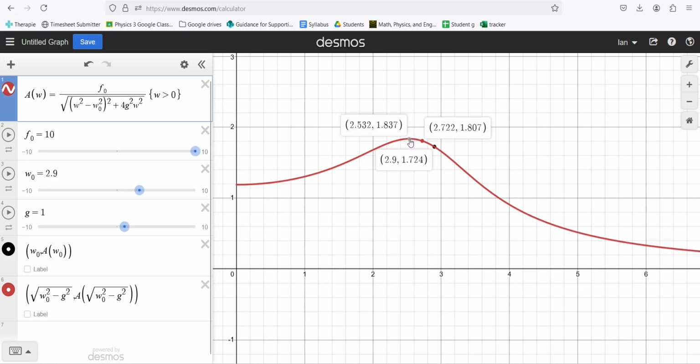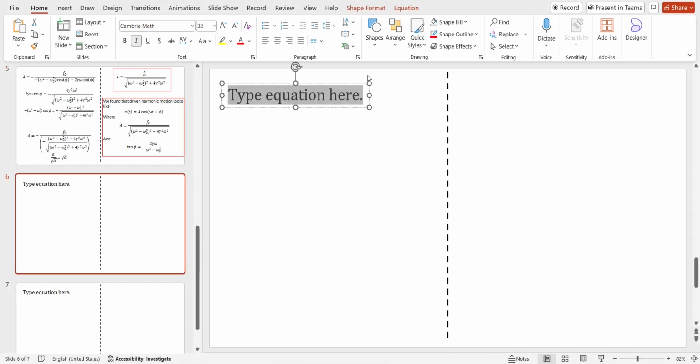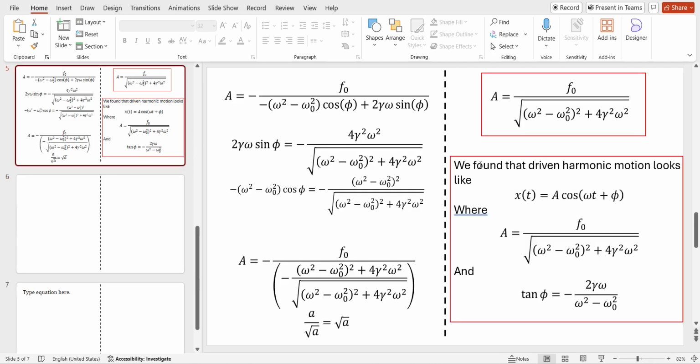So I ask you guys, how would you find this resonant frequency? Well, you'd have to use calculus to find the peak of this curve. And that's what you guys are going to do in a second, I think.